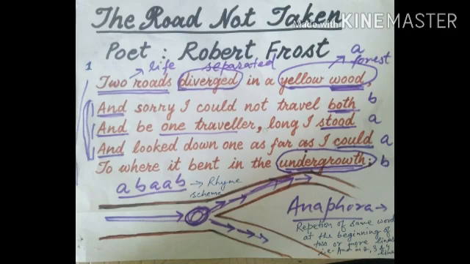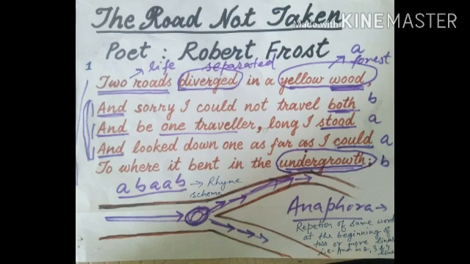Now let's take the word meanings. Here, diverged, first you can see in the first line. The word diverged means separated and took a different direction. Another word is yellow wood. It means a forest with withering leaves. And we can see at the last, undergrowth. It means dense growth of plants and bushes and signifies the forest.